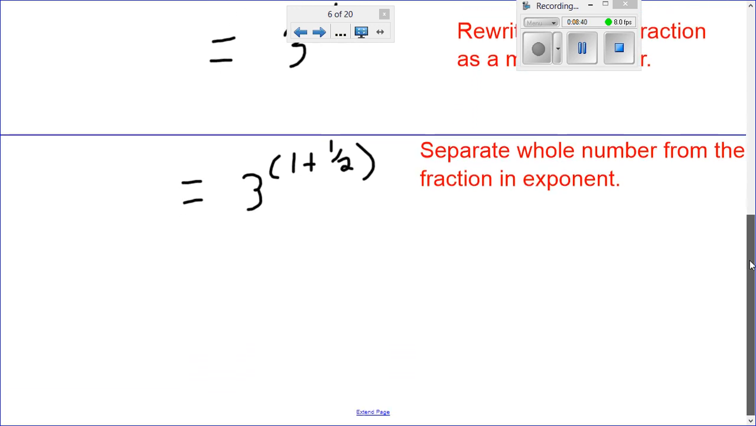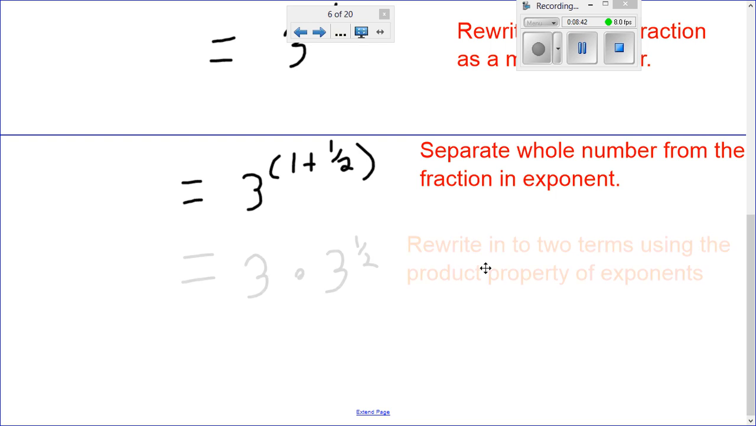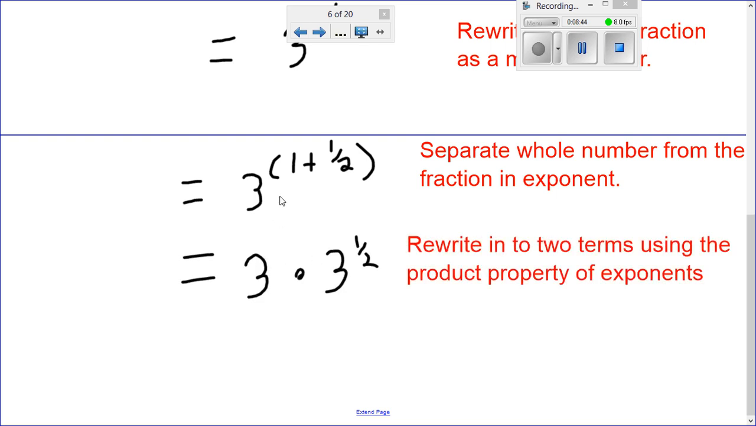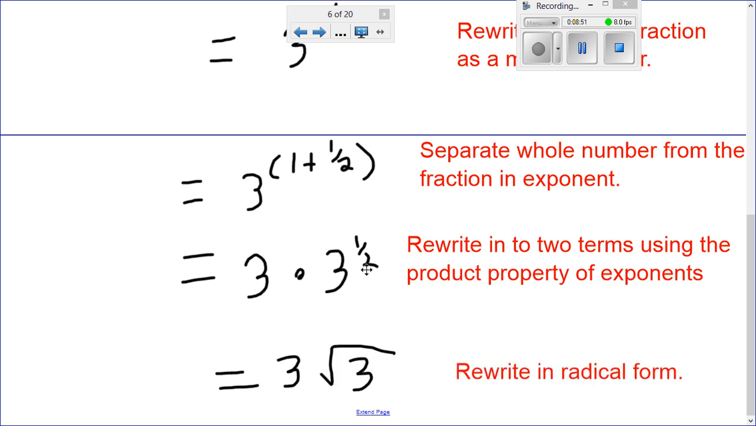So there's our separation, 3 to the first, 3 to the 1/2. And rewrite as a radical. Remember, 1/2 is the index, the denominator is the index. That's 3 square roots of 3. Let's go ahead and get your notes caught up. We're going to do another example.